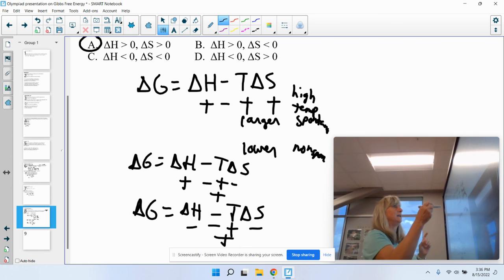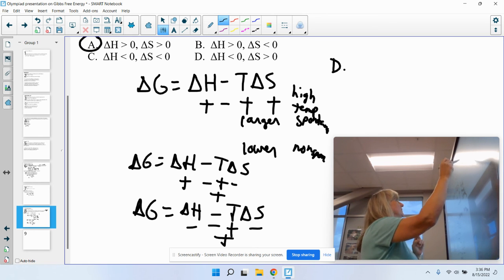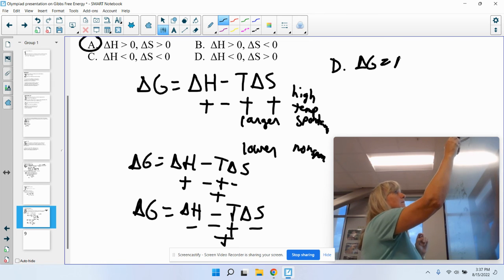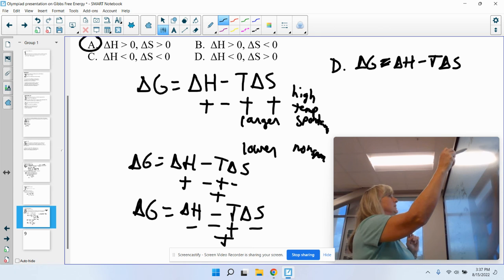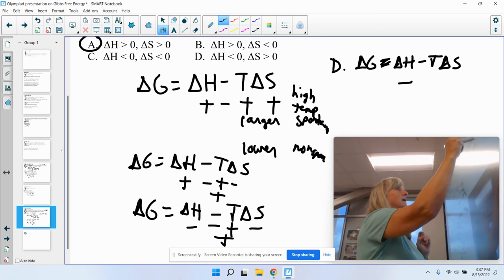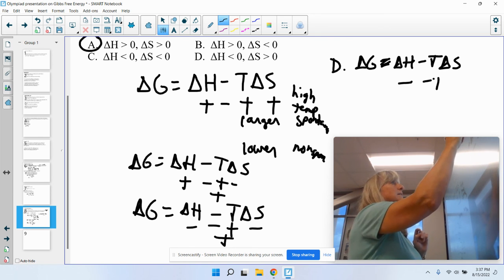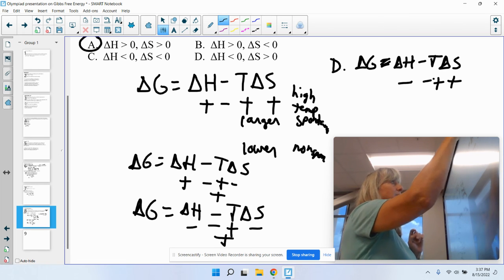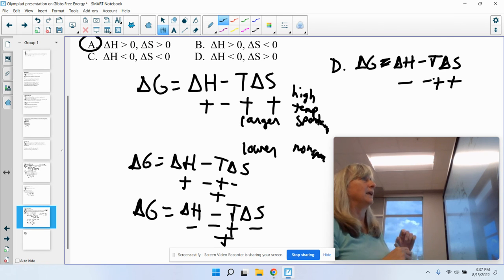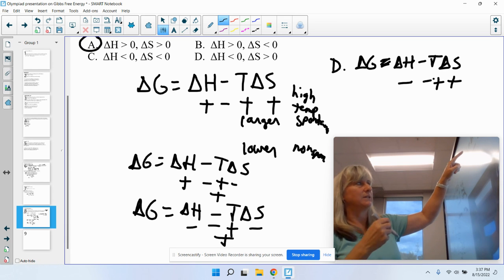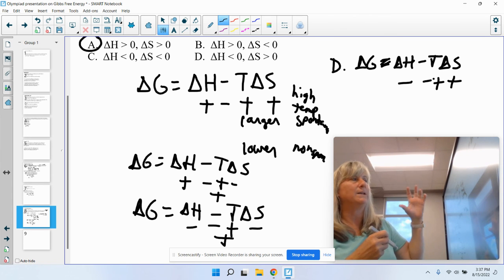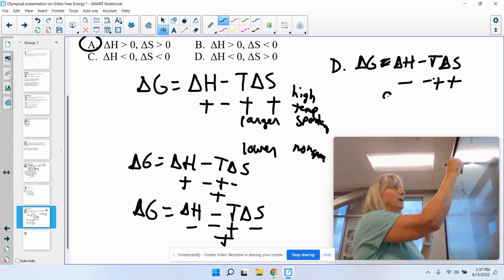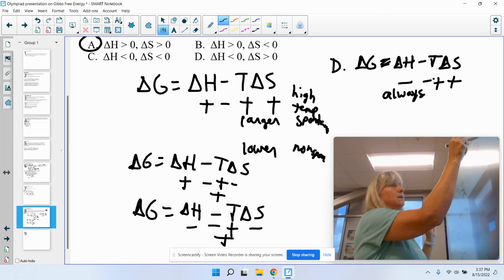And then D, the choices are if delta H is negative and delta S is positive. And again, in that case, it would be just like the other one that we have: a negative minus a positive, so it would be just getting higher negative no matter what the temperature. So this one would be always spontaneous at any temperature.